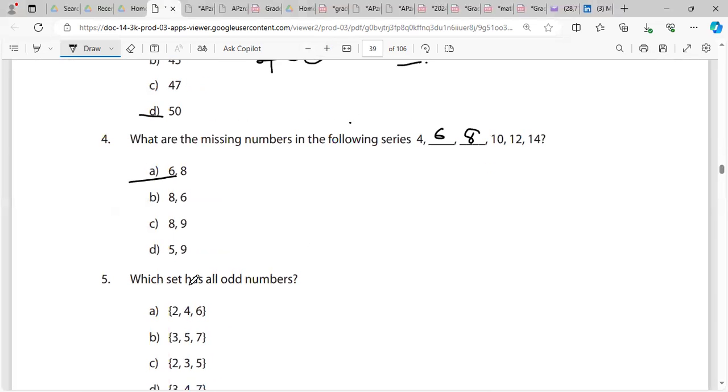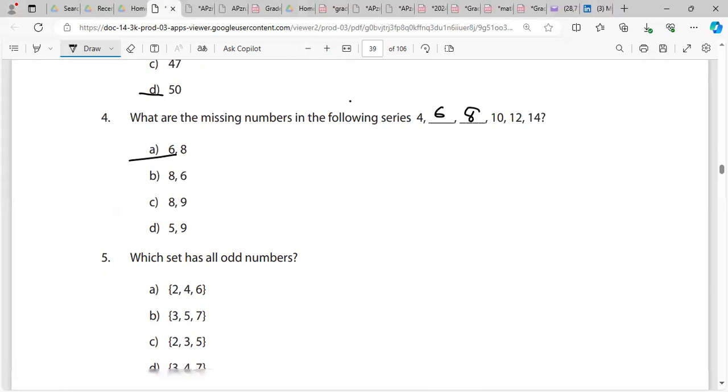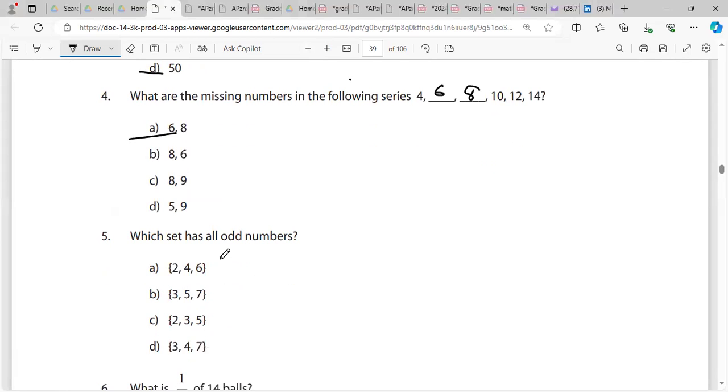Which set has all odd numbers? Now, odd numbers are numbers that cannot be divided by 2 without a remainder. So 2, 4, 6, that's even. 3, 5, 7, that's odd. We don't have to go any further. Let's move on to number 6.